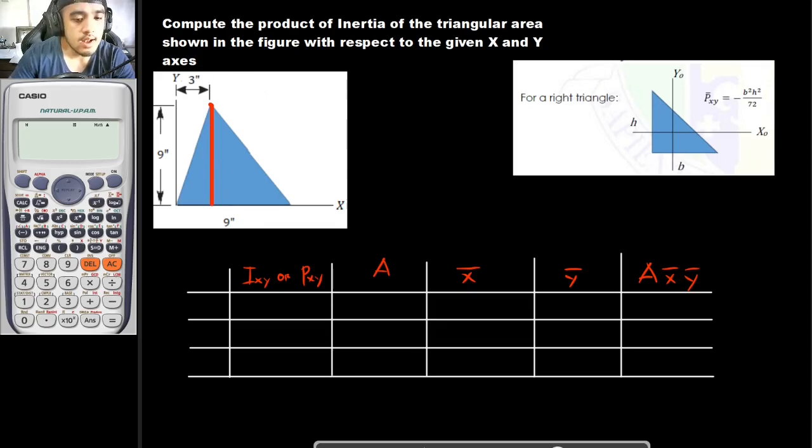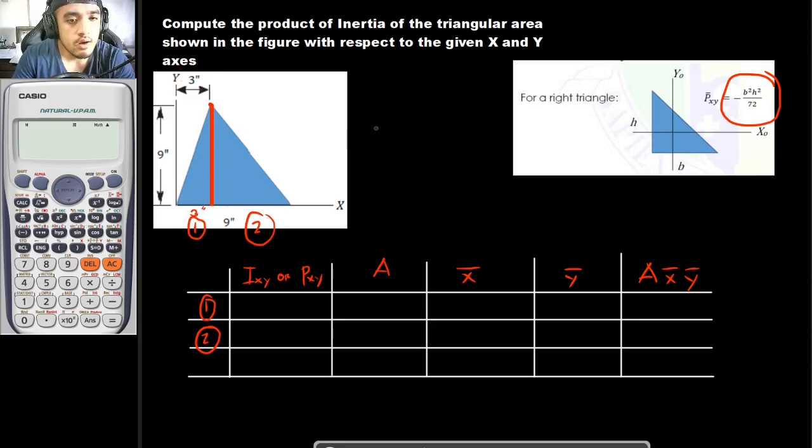So let's label this one as triangle number 1 and triangle number 2. I would just be writing it here for it to be more neat. So 1 and 2, this is triangle 1 and triangle 2. For the product of inertia of this first triangle, we would be making use of this equation right here. By the way, this is to be 3 inches, as said here.